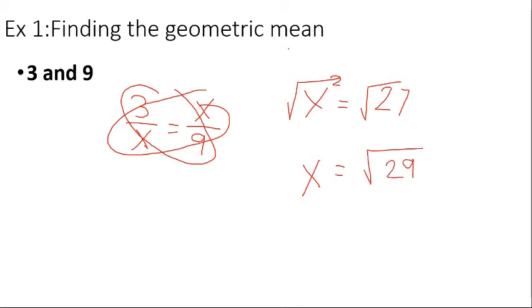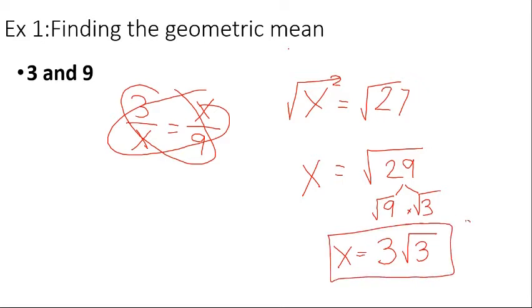But if you recall, 27 is the same thing as saying 9 times 3 and the square root of each of them. So square root of 9 is 3. We can't take the square root of 3, so we leave it as square root of 3. So here we say x equals 3 square root of 3. And this is the geometric mean.